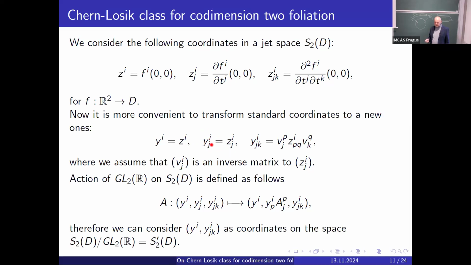First order jets also the same, but second order jets we multiply by inverse matrix with respect to first order jets. So we have this formula and new coordinates. And then after this transformation, we have action of the group GL2 on space of all jets when matrix acts only on first order jets. This is a direct analogy with respect to previous case of codimension 1.